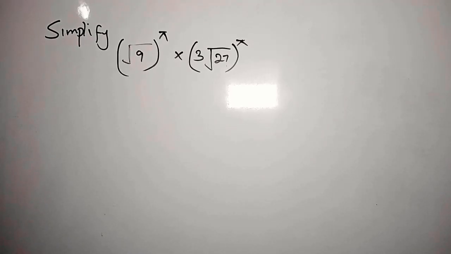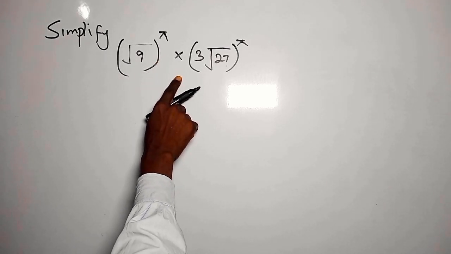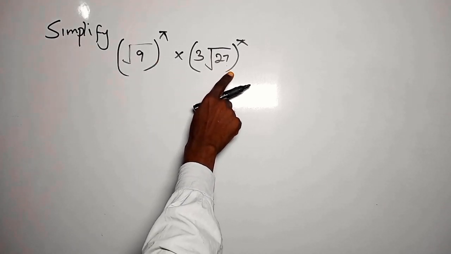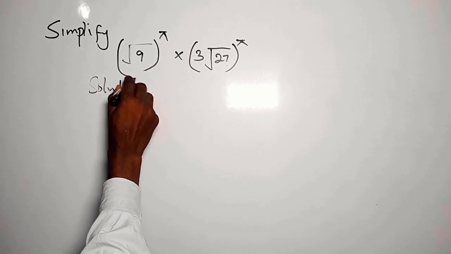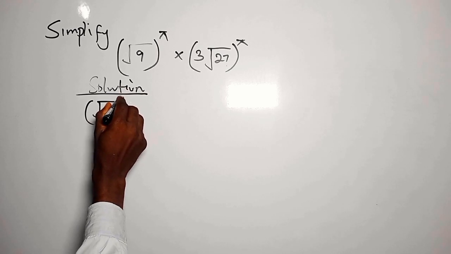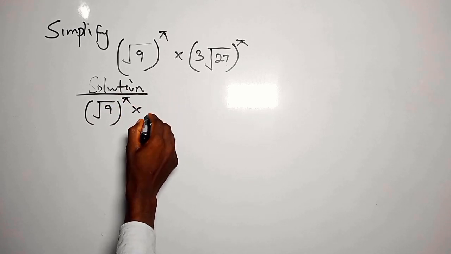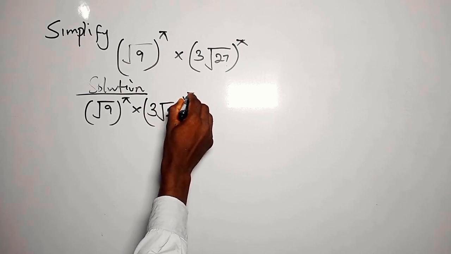The question says simplify root 9 raised to power π times the cube root of 27 raised to power π. So how do we do this? Solution. For the square root of 9 raised to power π times the cube root of 27 raised to power π.